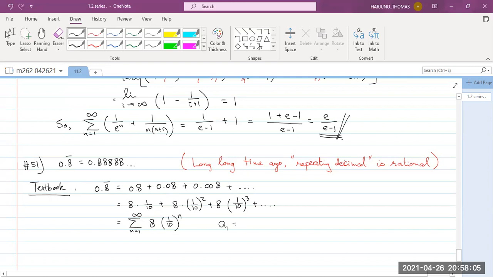So the first term is 0.8. The common ratio is 1 over 10. Do you see that? When n equals 1, that's 0.8, right? But as n increases, the exponent increases. So that's how we know that's the ratio. So this is equal to the first term over 1 minus the common ratio. Multiply the top and the bottom by 10. That will give me 8 over 10 minus 1. That's 8 over 9.